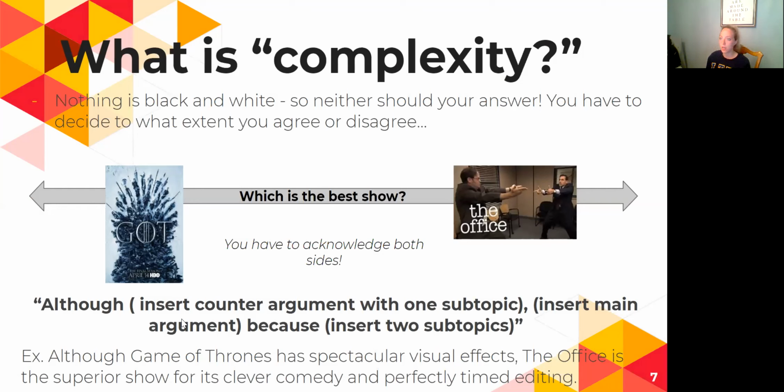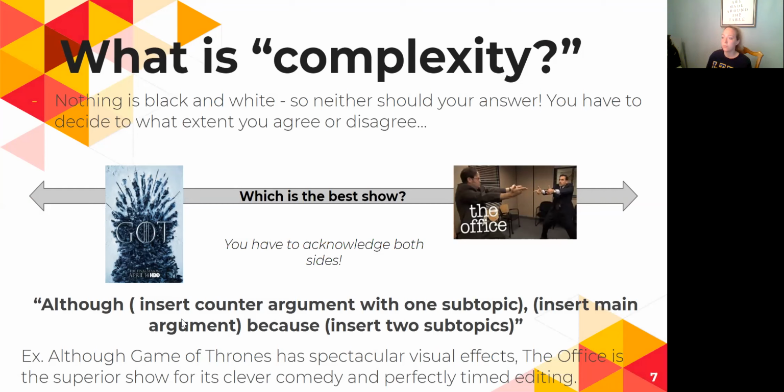The evaluators know that nothing in history is black or white, and they want you to acknowledge that too. That's way more difficult, to acknowledge that not everything is 100%. So if I was to answer the question, which is the best show, Game of Thrones or The Office, I can't be 100% on one side or the other. I got to acknowledge that somewhere in between, I would feel like this show maybe is a little bit better than the other, but I got to acknowledge that the other show is great too.